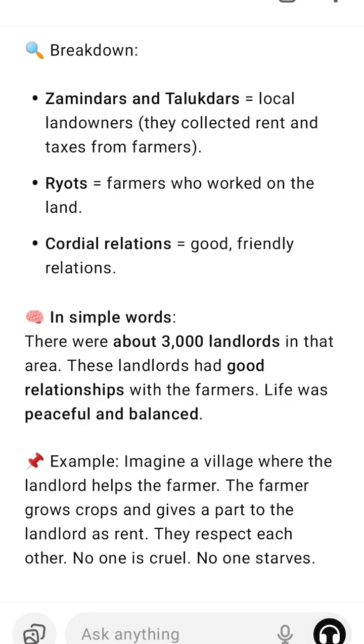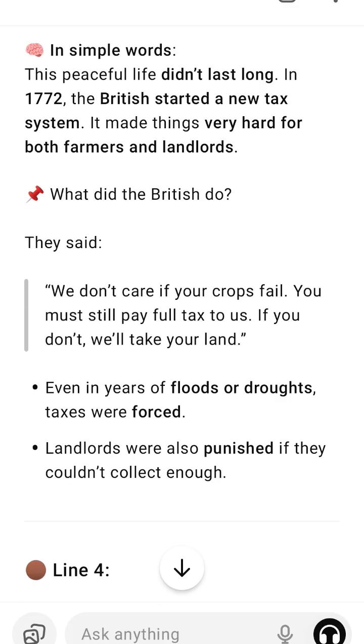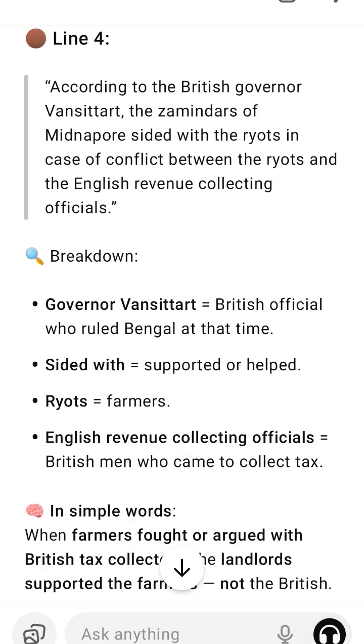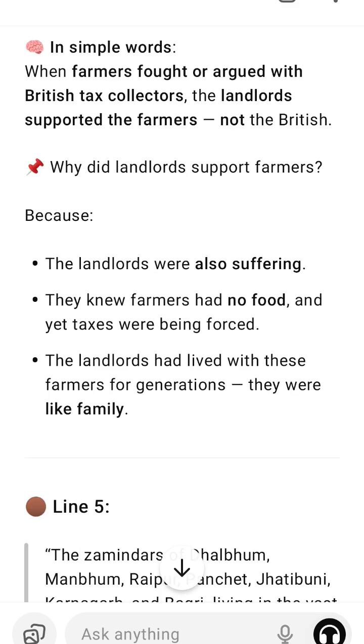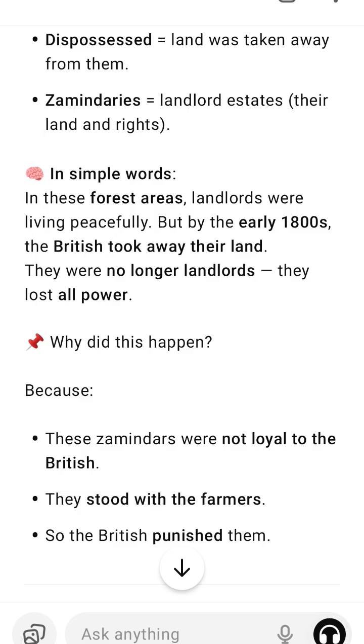Where did this revolt happen? The revolt took place in Midnapore district and surrounding forested regions called Jungle Mahals, located in present-day West Bengal, India. It included regions like Dalbhum, Manbhum, Raipur, Panchet, Jamboni, Karnagarh, and Bagri. When did it happen? The revolt occurred during the years 1766 to 1774, but its effects and resistance continued into the early 1800s.